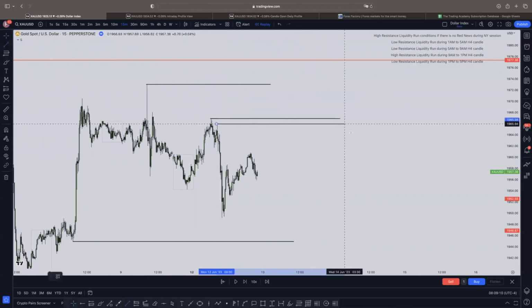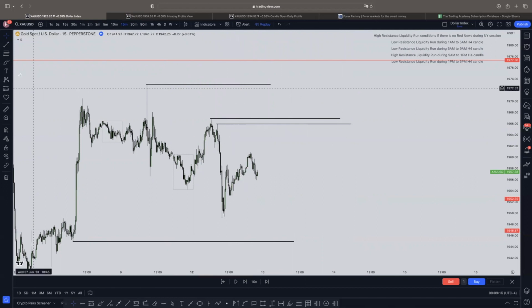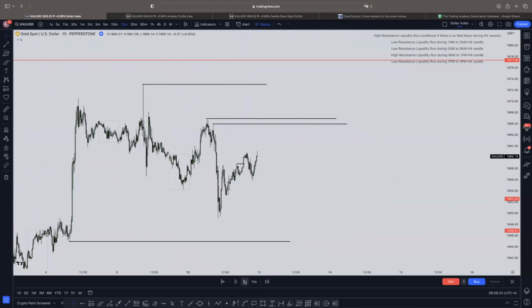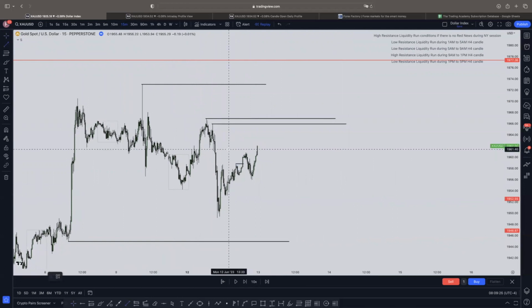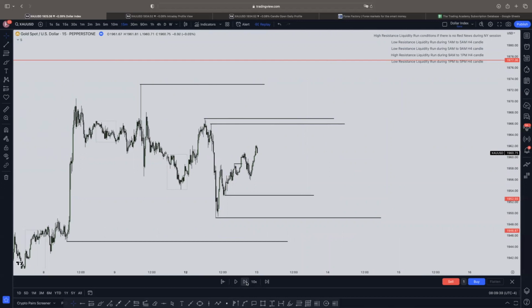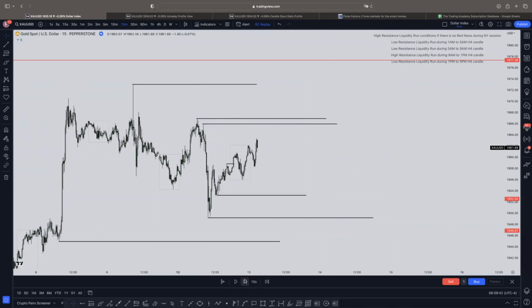We have this right here. And we have this also. Also, before I forget, we also have this. There. And we have this right here. Okay. Look at the top right corner. Okay, high resistance liquidity run conditions. Asian high, Asian low.